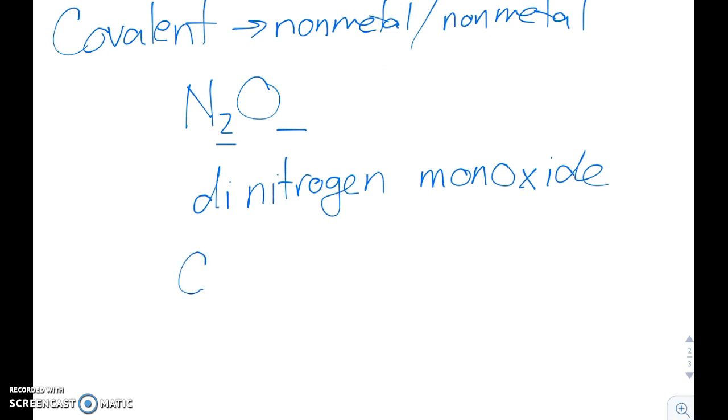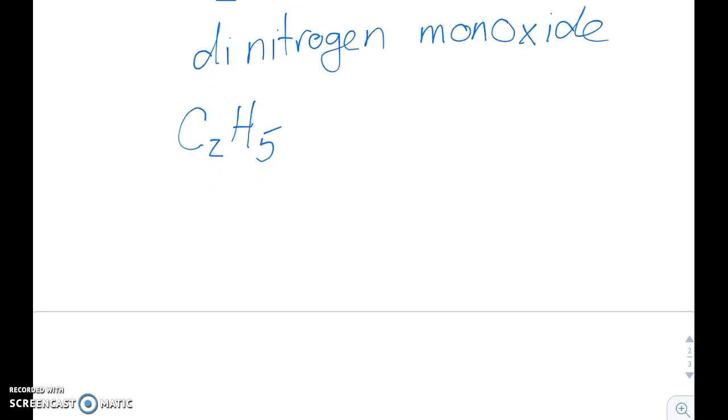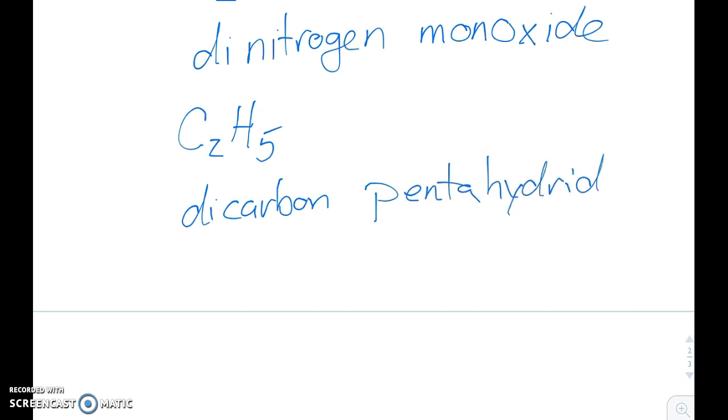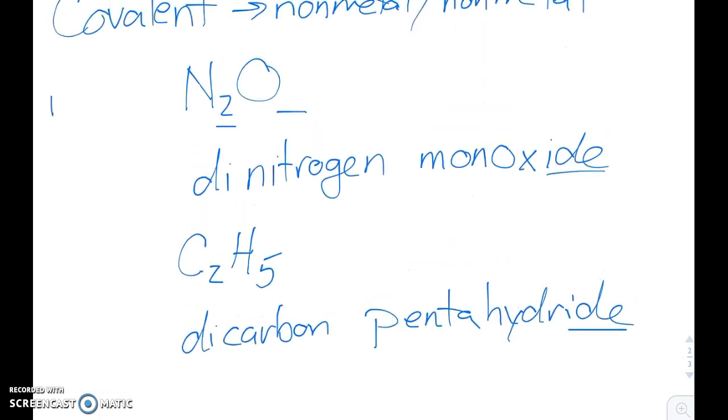If you see something like, I'm just going to make something up, C2H5, okay, that would be dicarbon. 5 is, I mean, you have to memorize the prefixes, but pentahydride. Okay, we still ended in "ide." So we change oxygen to oxide, hydrogen to hydride, what those prefixes tell you. And this is all for if you were naming covalent compounds.